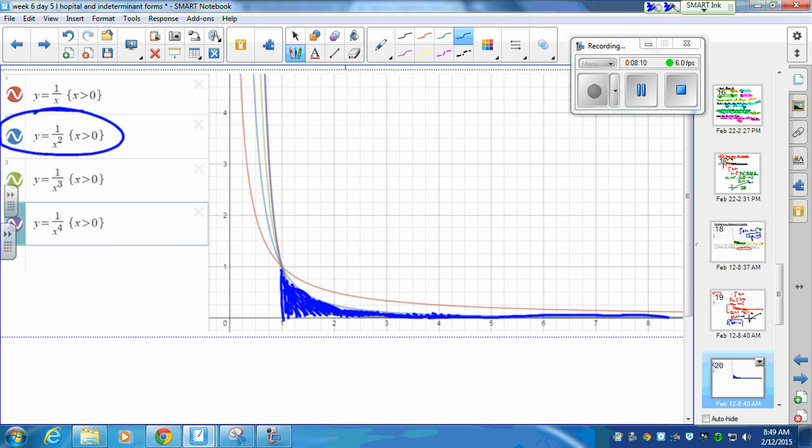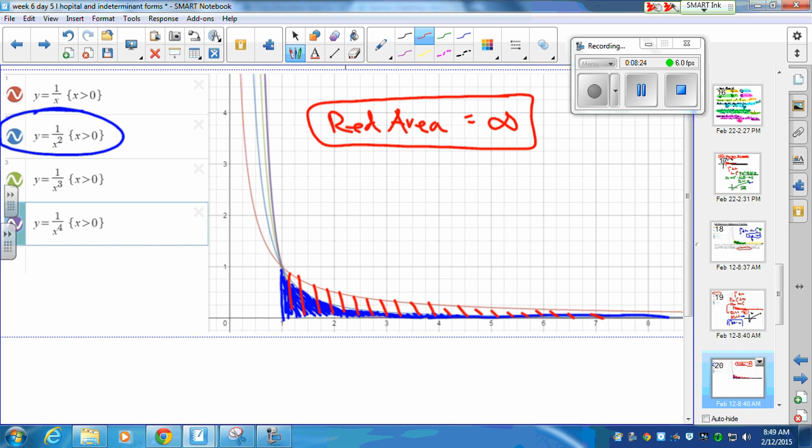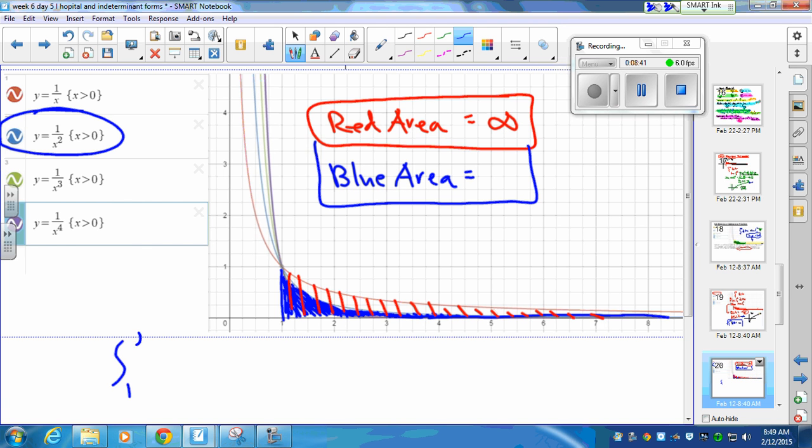We already know the red, and when I keep saying the red, it's the guy that we just did. So the red area equals infinity. I would need an infinite amount of paint to paint the red. Now the question is, what is the blue area? And again, my brain is telling me, if you're painting forever, you need an infinite amount of paint. Paint forever, need infinite paint. Let's take a look. So I really want to do the integral from 1 to infinity of 1 over x squared dx.